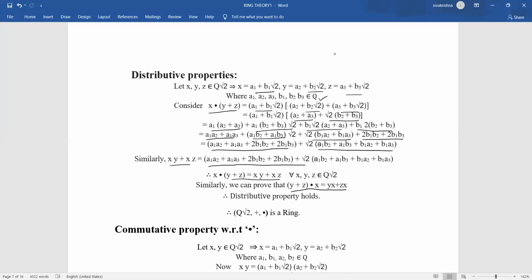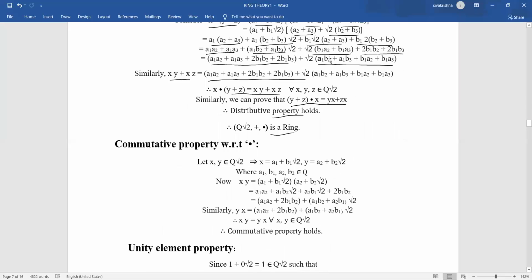So we need not prove it. Clearly, the right distributive property also holds. So the distributive properties also hold. Therefore, we say that Q root 2, comma, plus, comma, dot is a ring itself. Whenever it satisfies the commutative property, then we can say that it is a commutative ring.